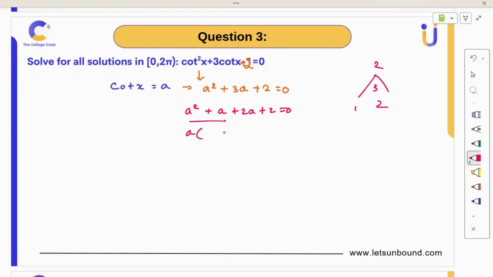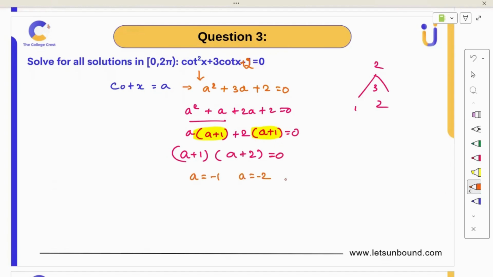From the first two terms, take a common: a plus 1. From here, take 2 common: a plus 1. I am reiterating this: if you're solving a quadratic after splitting the middle term and taking the first common thing out, you should have the second binomial factor the same, a plus 1, then a plus 2. So now we get a equal to negative 1 and a equal to negative 2.